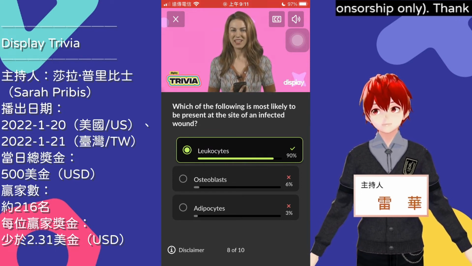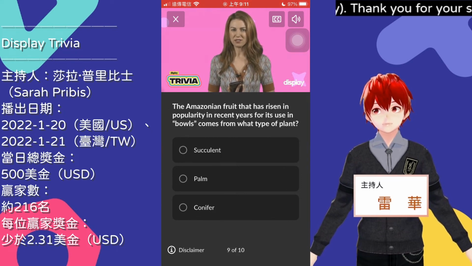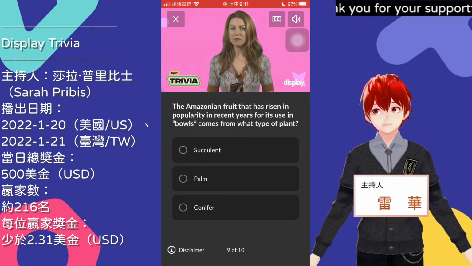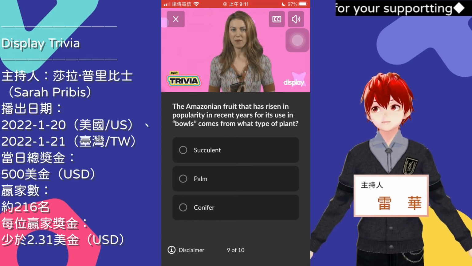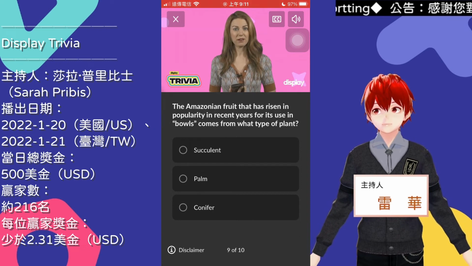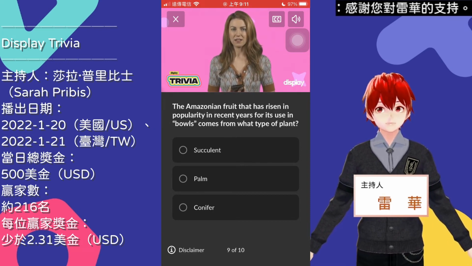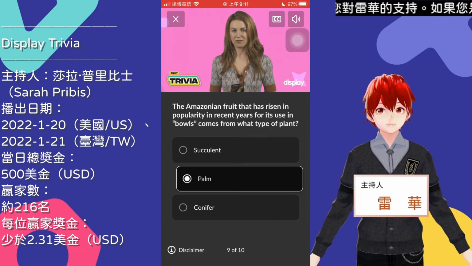Question 9. The Amazonian fruit that has risen in popularity in recent years for its use in bowls comes from what type of plant? Succulent, palm, conifer.